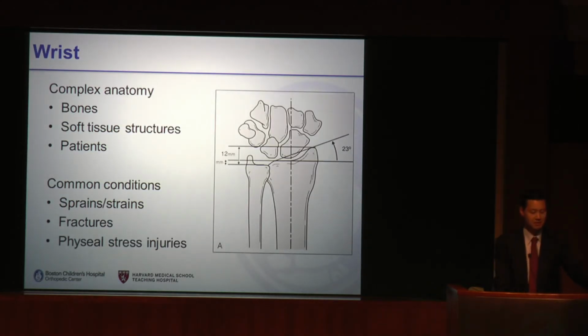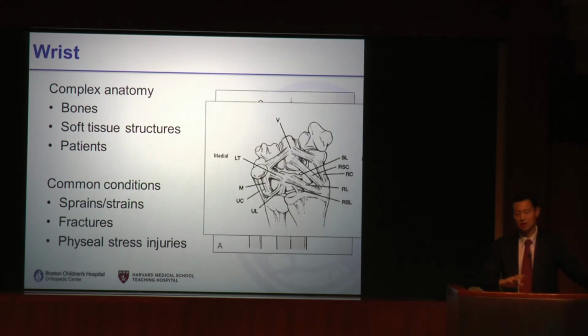Just a final couple comments about the wrist. Wrists are complex, and they're complex for lots of reasons. The bony anatomy is quite complex. If you think about the articulation between the forearm and the hand, there are a host of soft tissue structures and ligaments and supporting elements in the wrist that are confusing for all.